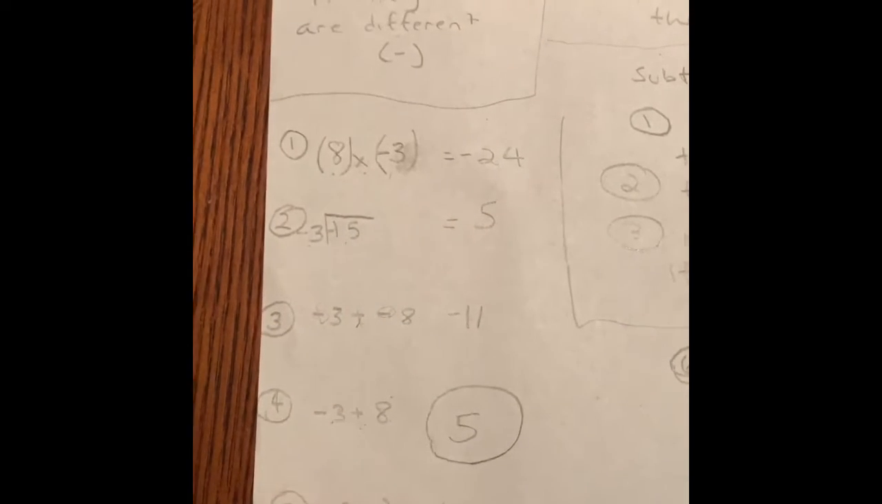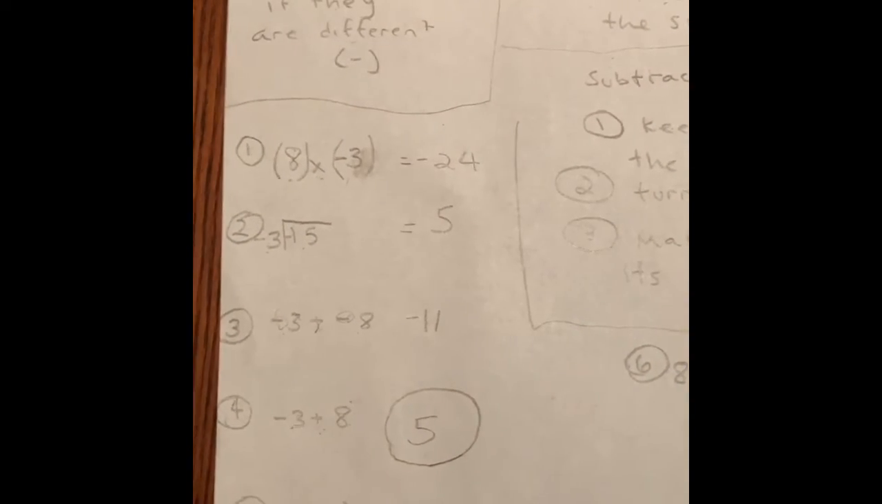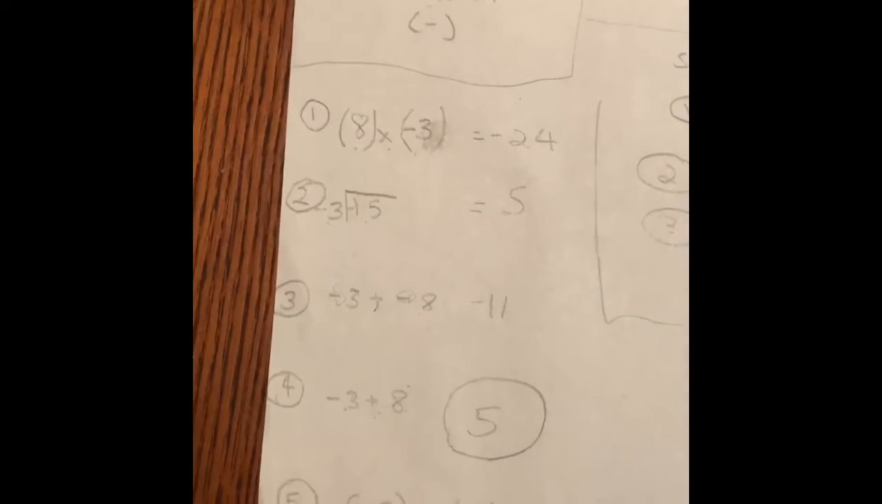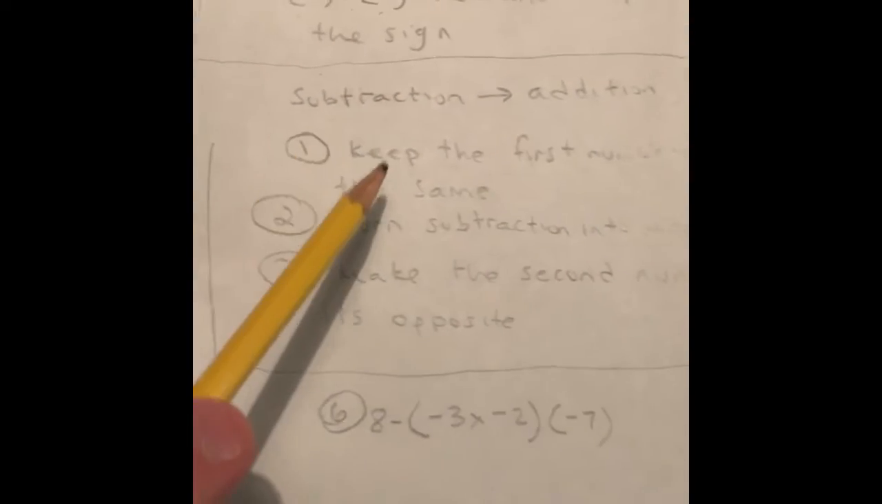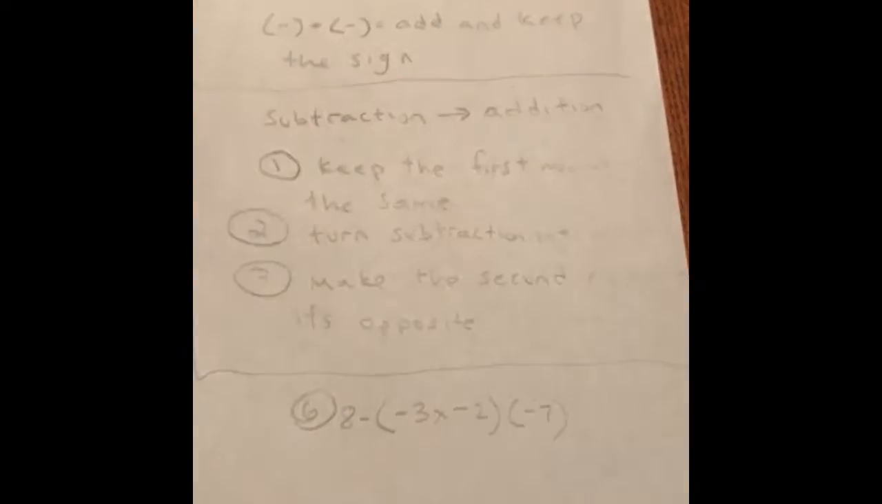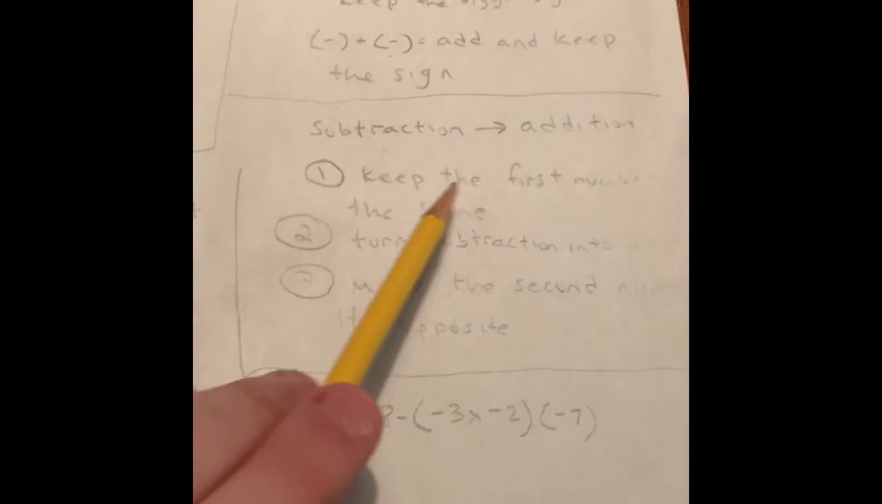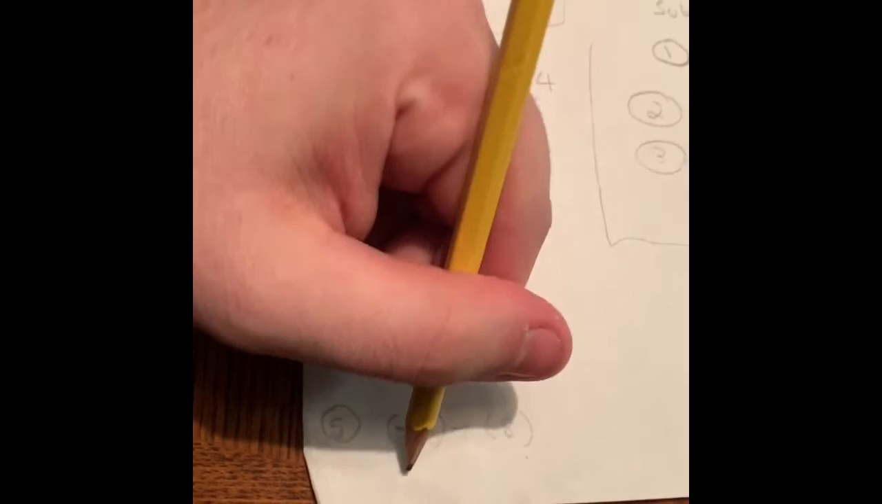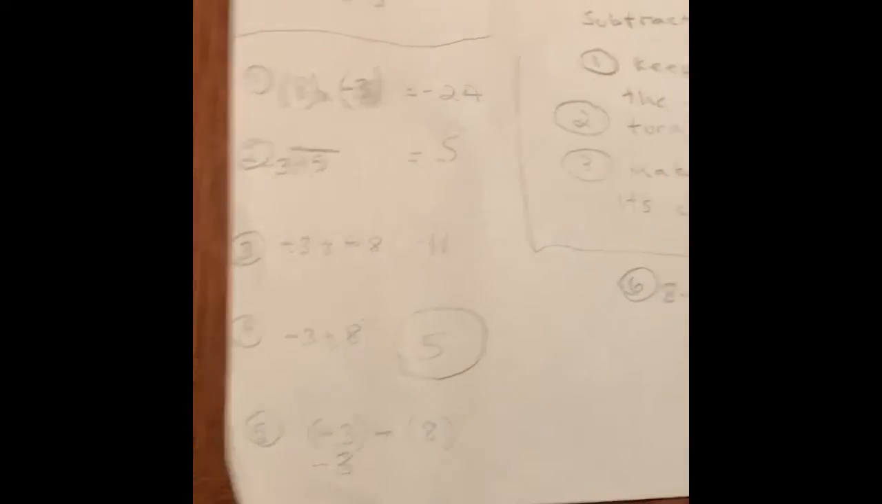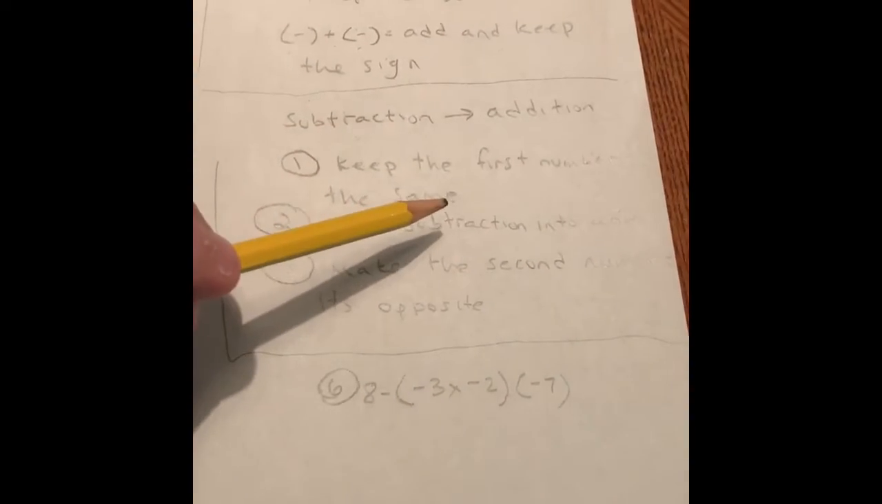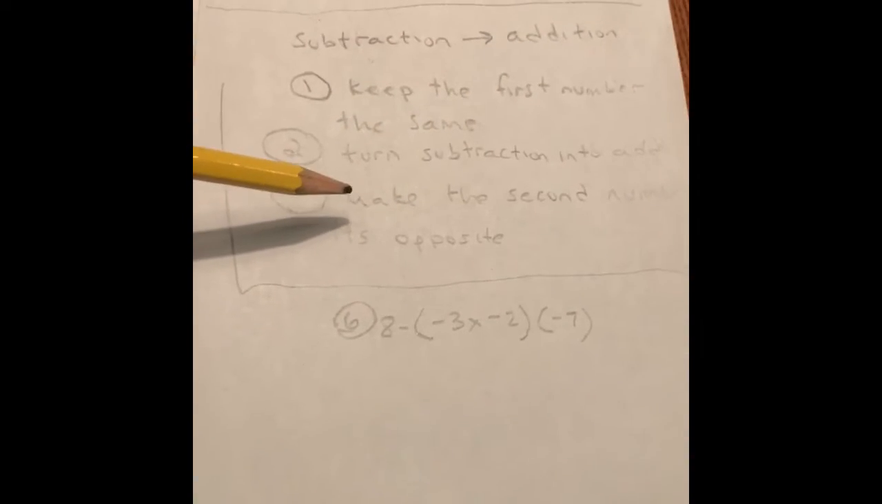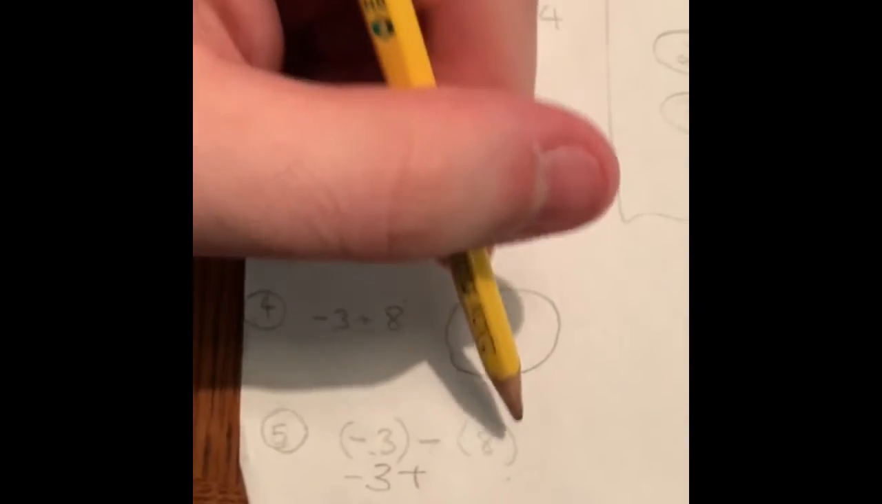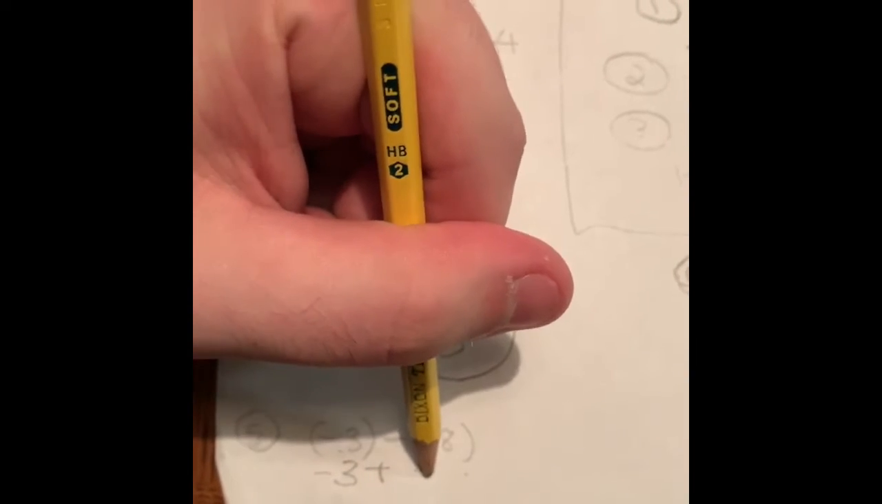And number 5, we have negative 3 minus 8. So first off, we have a subtraction problem. So we're going to go over here and look at the rules to turn a subtraction problem into an addition problem. Step 1, keep the first number the same. So negative 3 is going to stay negative 3. Step 2, turn the subtraction into an addition. So the subtraction is going to turn into an addition. And step 3, make the second number its opposite. So the opposite of positive 8 is going to be negative 8.